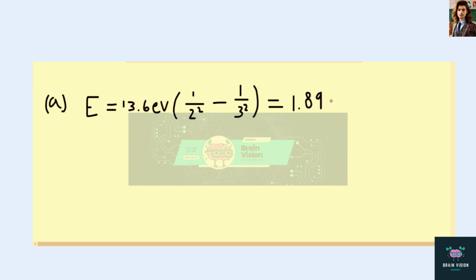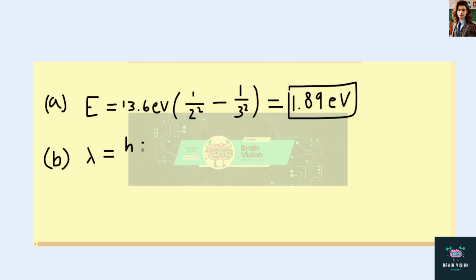So now that we know the energy, we can calculate the wavelength. Since the energy and wavelength are related by the equation E is equal to hc over lambda, we know that lambda, the wavelength, is equal to hc over E. So lambda is equal to h. Here h is Planck's constant. And we want to use the electron volt version of Planck's constant since our energy is in electron volts.